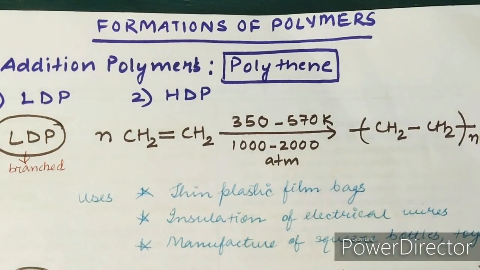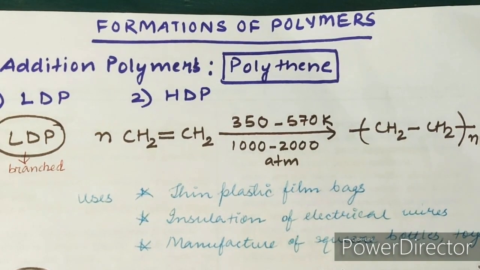So in this session we are going to discuss the formation of polymers. First of all, we are going to discuss some addition polymers, for example, polyethylene, Teflon, polyacrylonitrile. We are going to discuss how they are formed as well as their uses.